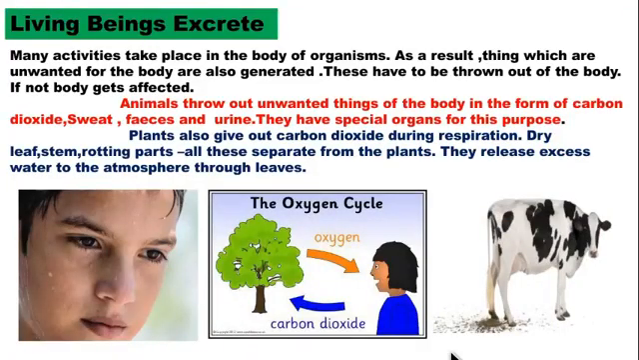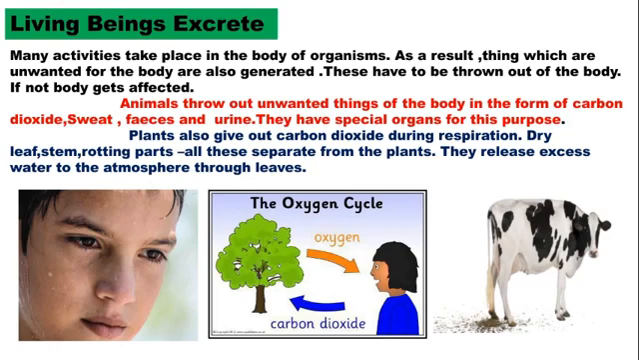Okay, so our next point is living beings excrete. Living beings excrete means, for example, in our houses what we usually do: if any wanted or needed, useful things are there, we will keep them safely in our houses, isn't it? If any unwanted things are there, what will we do? We'll throw them outside. Or else if we don't throw unwanted things outside, our house will be dirty, isn't it?